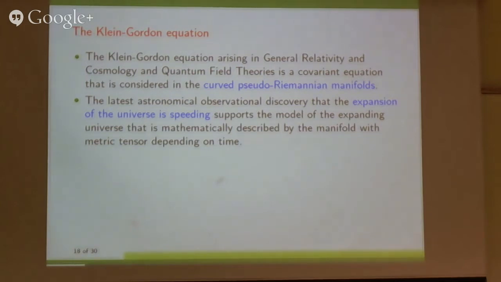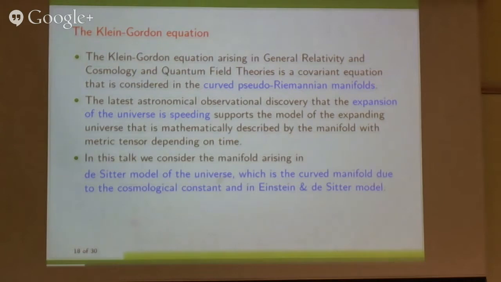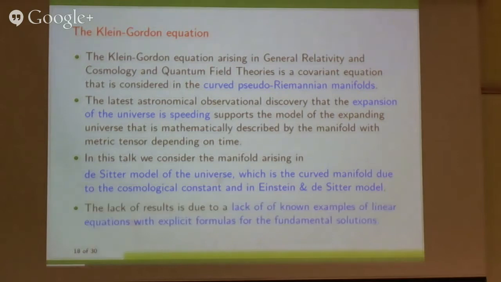I will show you a little bit later. But at least since the universe is expanding, we need an equation in a curved pseudo-Riemannian manifold, and I will discuss the Klein-Gordon equation in such a manifold, and more precisely in the De Sitter model of the universe. And the second one I will not discuss.